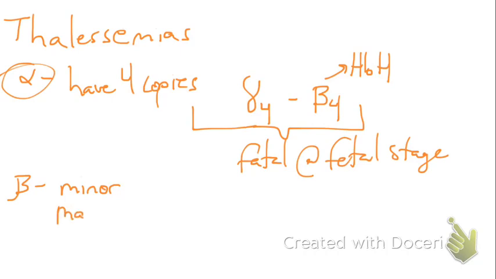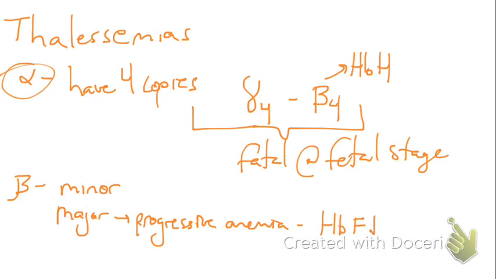Major beta-thalassemia manifests with progressive anemia. So as your HbF goes down, you start seeing symptoms, right? So the longer after a baby is born, the more symptoms that will show up.